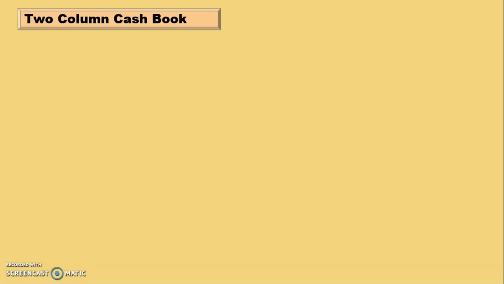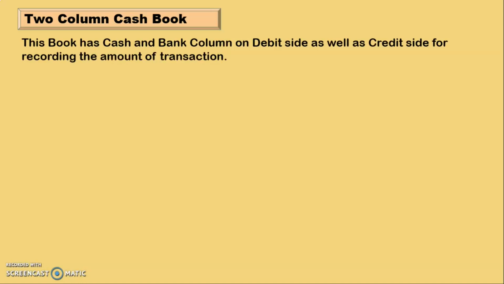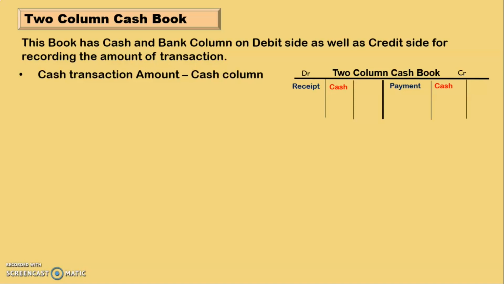Now in two column cash book, as we saw, the book has cash column and bank column on the debit side, that is the receipt side, as well as on the payment side. The amount of cash transaction is recorded in the cash column. If the amount is received in cash, then it will be recorded in the cash column on the receipt side. And if the amount for any expenses or for a purchase of goods is paid in cash, it will be recorded in the cash column on the payment side.